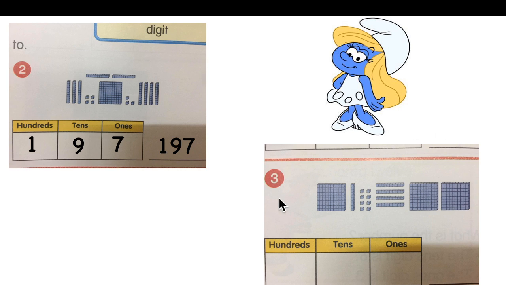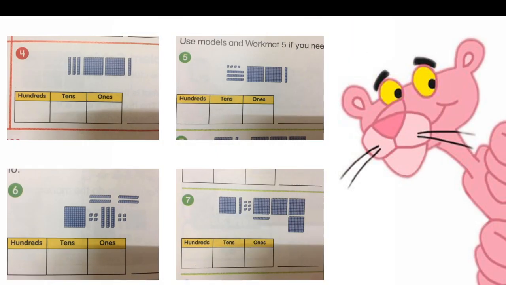Let's go to number 3. How many ones do you have? Count them quickly. We have 8 ones. How many tens do you have? We have 5 tens. Very good. And how many hundreds? 3. What's the final number? 358. Very good. Some more, please, on the next page.